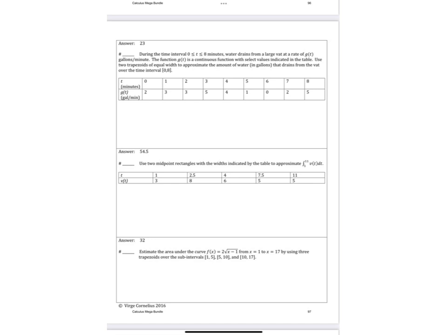This time we're doing trapezoidal. Okay, it says during the interval from 0 to 8, water drains, and so on. The function g of t is a continuous function. Select values are given in the table. Use two trapezoids of equal width to approximate the amount of water in gallons that drains from the vat. Okay, only two.